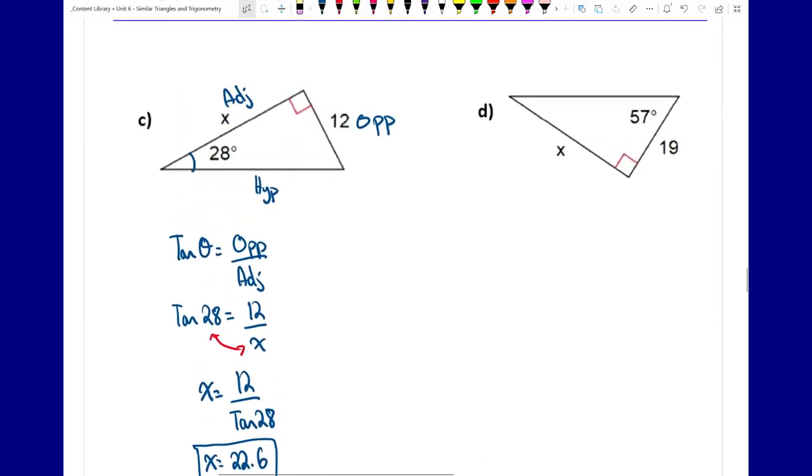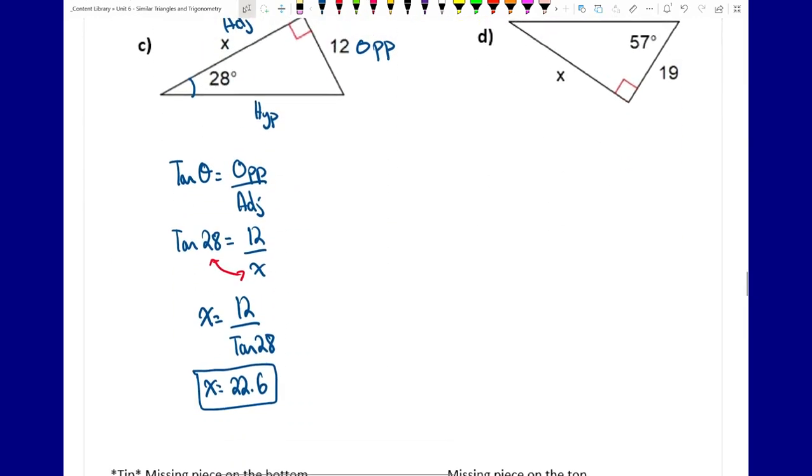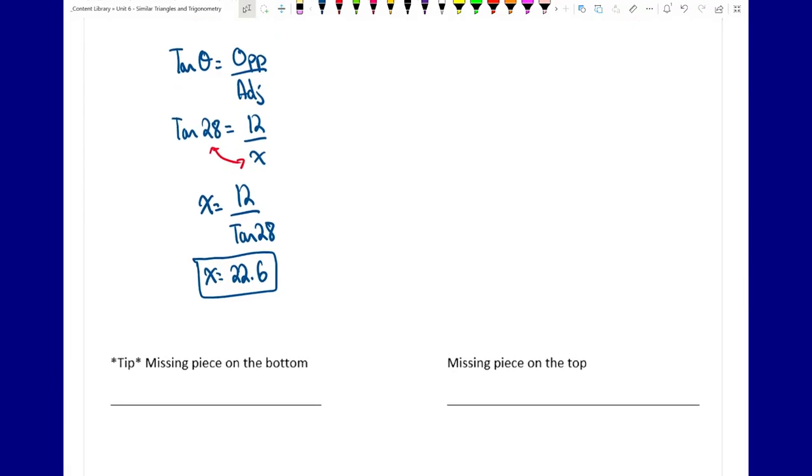So now we've done two questions where the missing piece is on the bottom: A at the beginning and C that we just did. So what's a tip that we could use when the missing piece is on the bottom? Well, we can switch and divide. There's a little bit more to that. It's just a little bit of a reminder: okay, if the missing piece is on the bottom, I should be switching and dividing, and it's up to us to know what we're switching, so that we know that we're dividing the correct things.